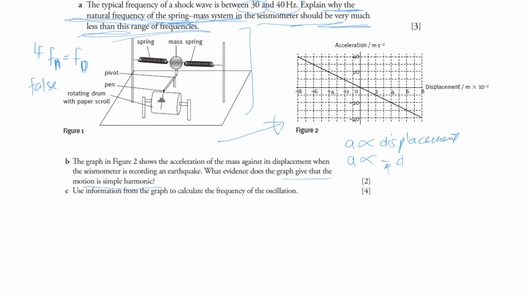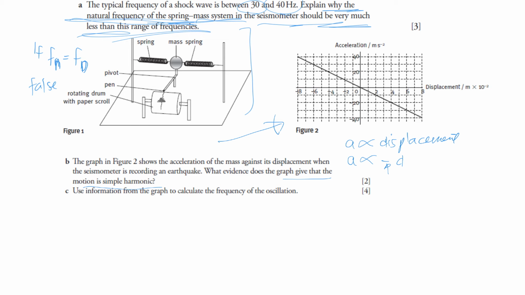Now, what about C, the last one? Use information from the graph to calculate the frequency of the oscillation. What data do you have there? You have your maximum acceleration and your maximum displacement XO. We know that acceleration is equal to minus W squared XO, so W is equal to the square root of acceleration over XO. The acceleration here is 40, and your maximum displacement is 8 times 10 to minus 2.